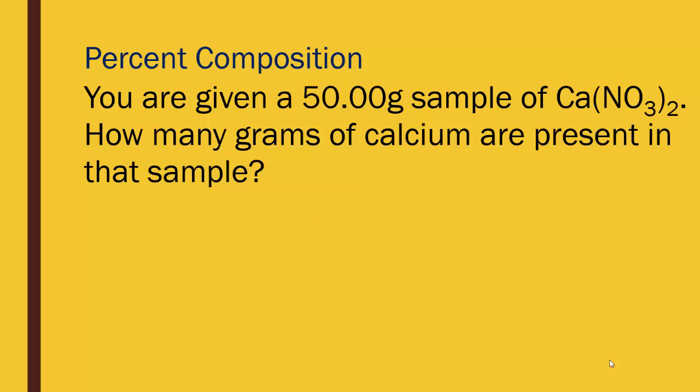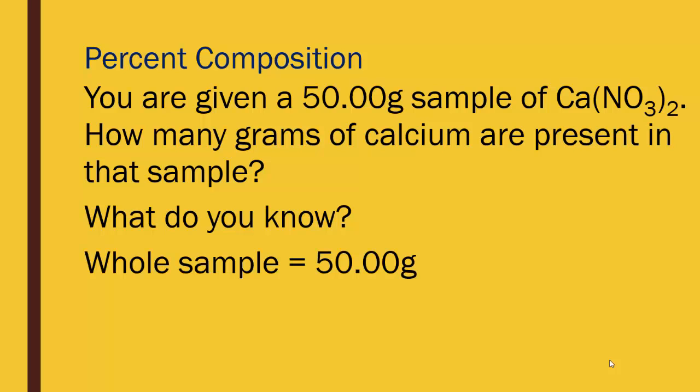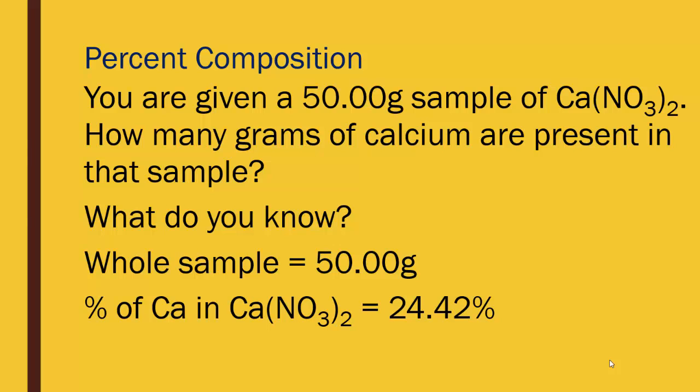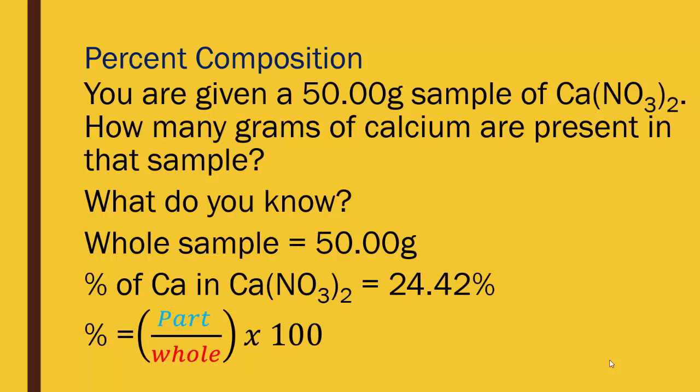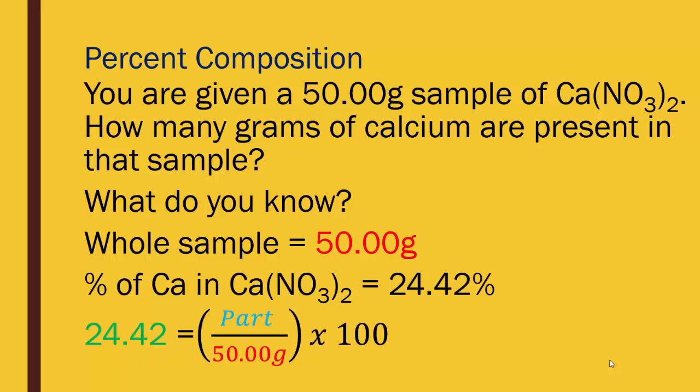What happens if I tell you how much you're given and want to know how many grams of the element are present? So for example, you are given 50 grams of calcium nitrate. In that 50 gram sample, how many grams of calcium are present? So first, ask yourself, what do you know? Well, you know the whole sample weighs 50.00 grams. From the previous example, we know the percentage of calcium is 24.42%. And we know the equation, percentage equals part over the whole times 100. Plug in what you know. So 24.42 equals the part divided by 50.00 times 100.